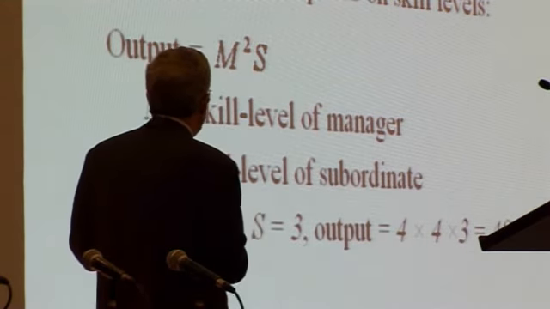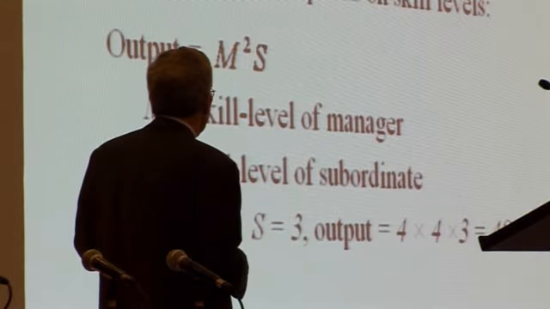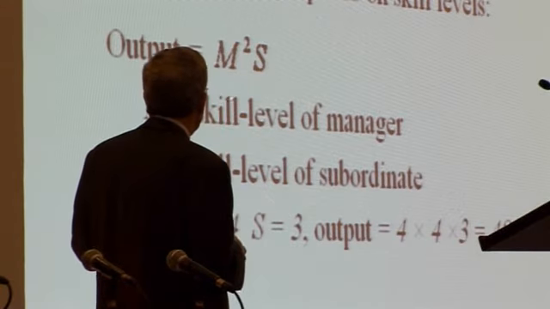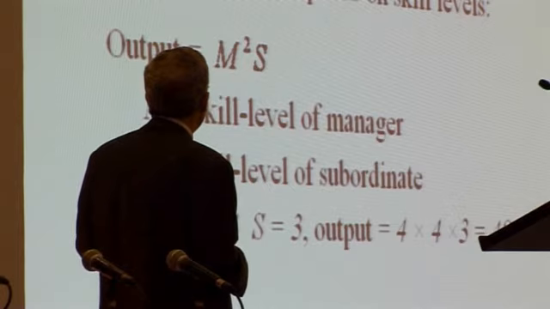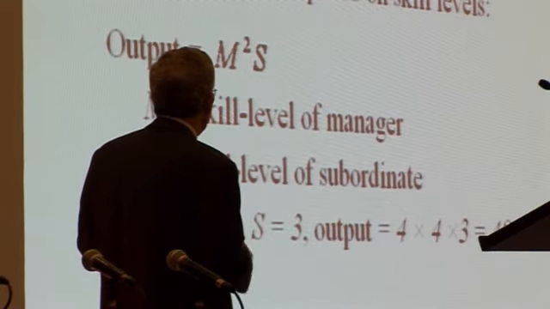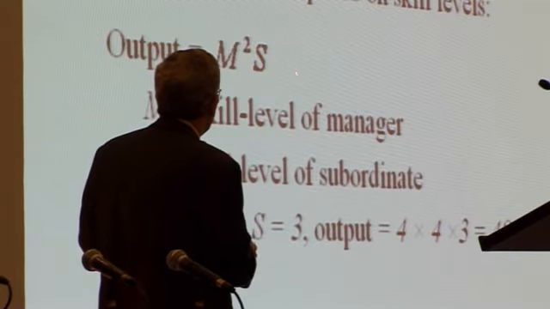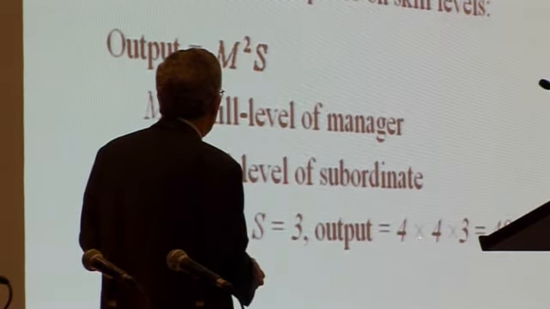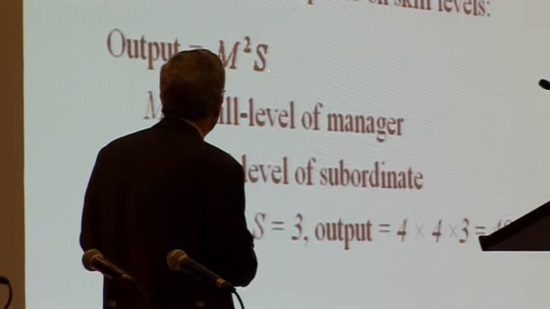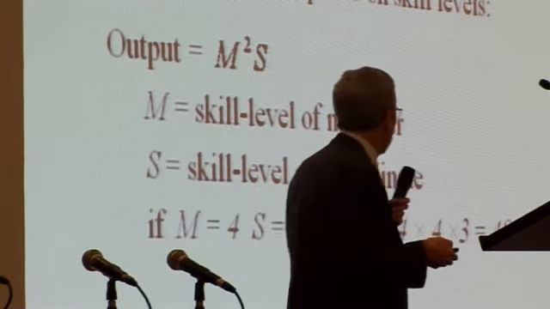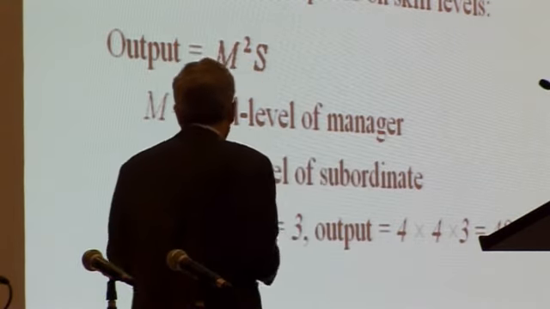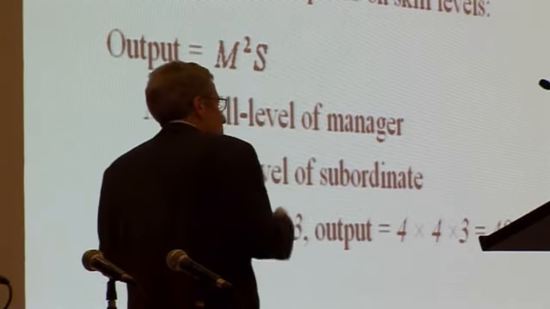So just to take an example, suppose that the managerial skill were 4 and that the subordinate skill were 3, then we would get 4 squared, 4 times 4 from the manager times 3 from the subordinate, or a total output of 48.